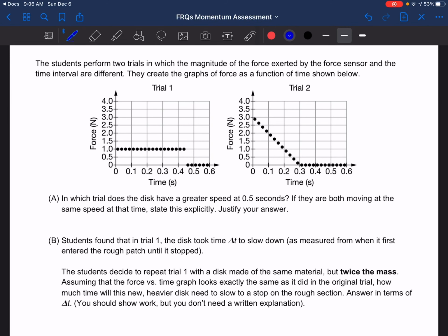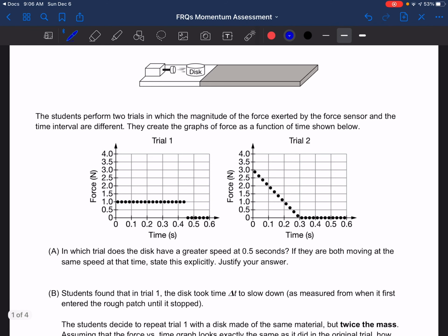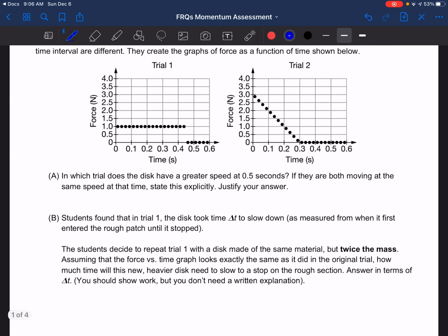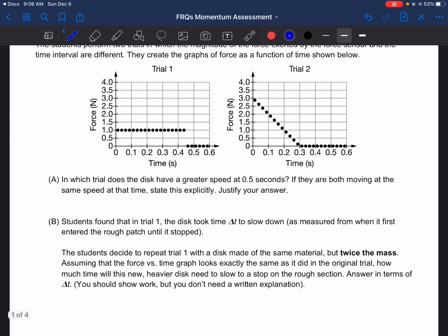All right, so I am not going to read through the whole question, so I kind of expect you to have this open as I go through these so that you know what the questions are asking. And I'm just going to go through the solutions for the FRQs. So here for the first one, it's asking in which trial does the disk have a greater speed at 0.5 seconds?